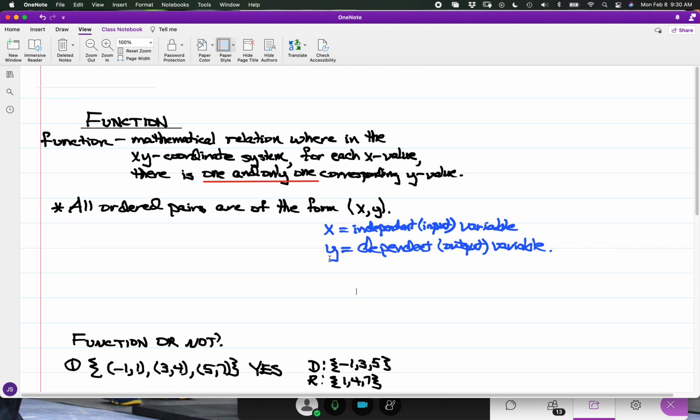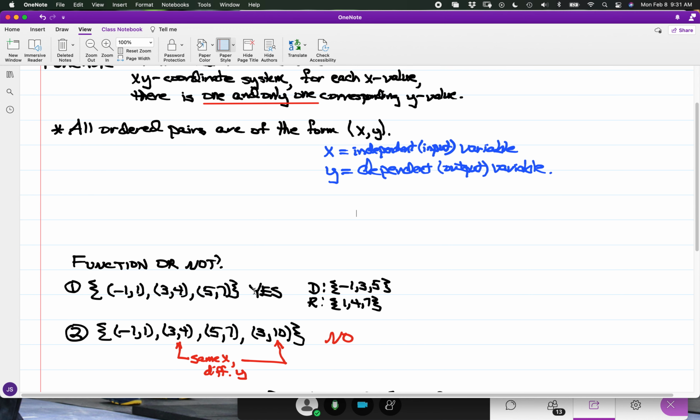Okay, now just going back to where we left off in the case of functions. By definition, from last time, a function is a mathematical relation where in the xy coordinate system, for each x value, there is one and only one corresponding y value. All ordered pairs are of the form xy, where x is the independent or input variable, and y is the dependent or output variable.